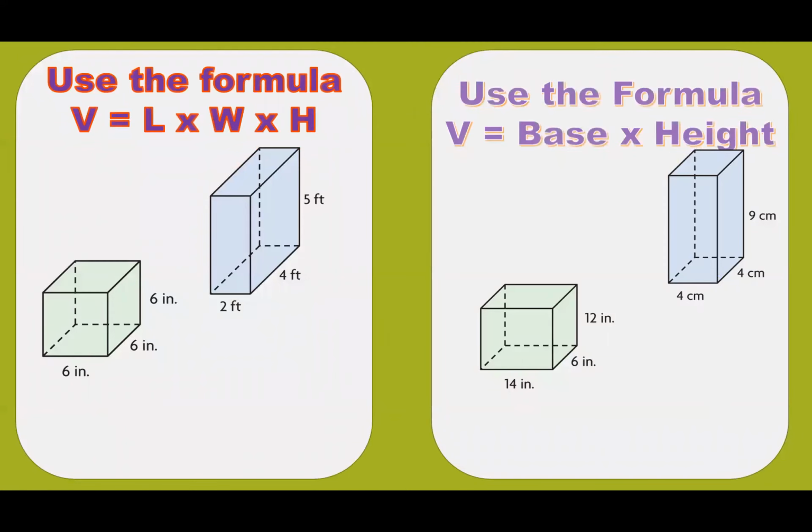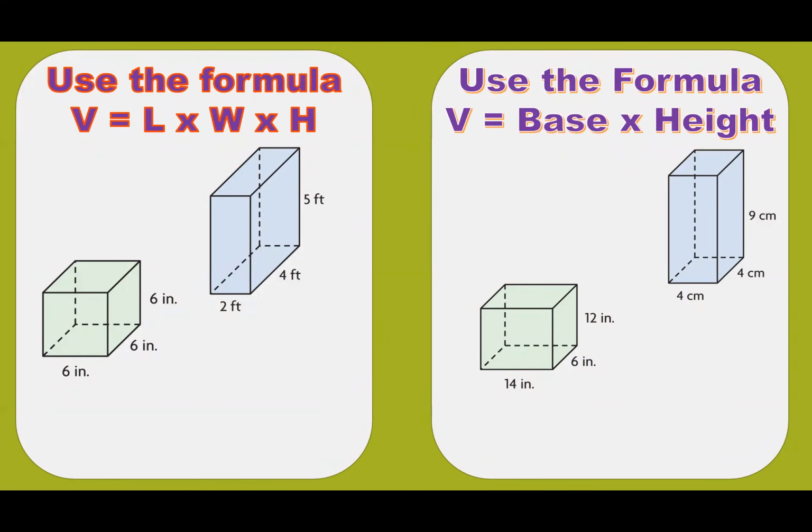All right, so here are the 2 formulas that we're going to use. The first formula is volume equals length times width times height. And the second formula is base times height. Now, if you remember from yesterday, the base is really just the length times the width. So they're not really different formulas. It's just that the base times height does the base first. With length times width times height, you're just plugging in those measurements and you're multiplying from left to right.